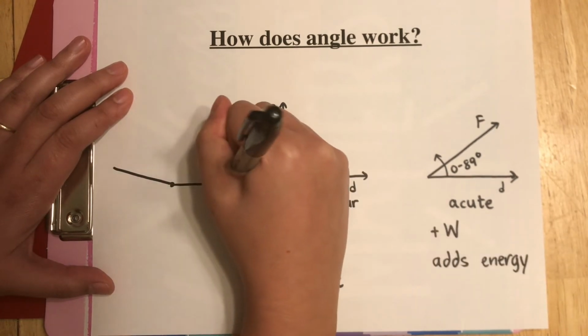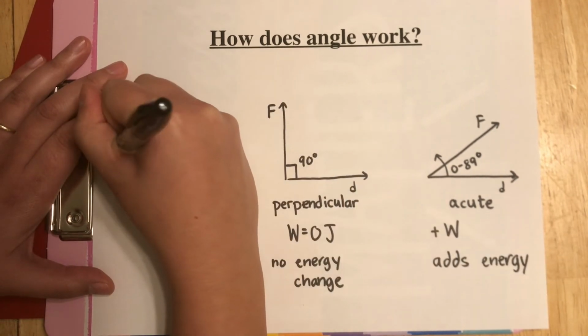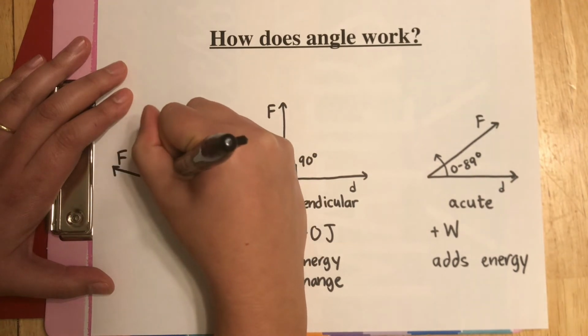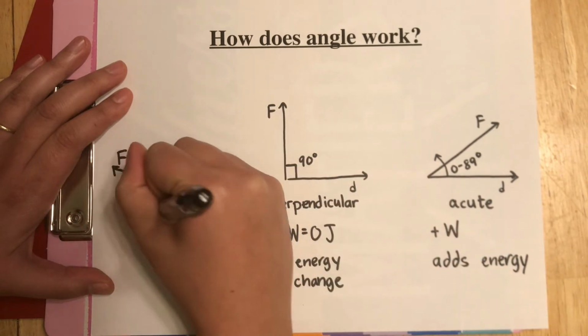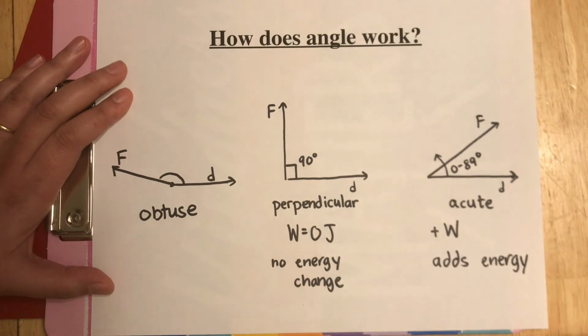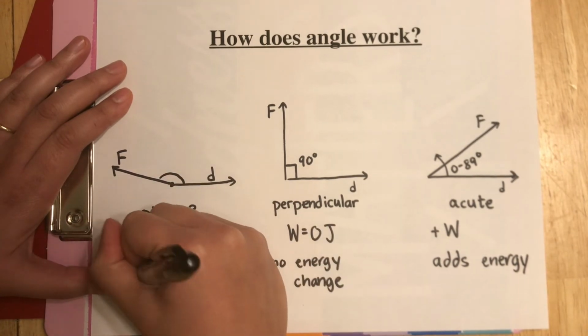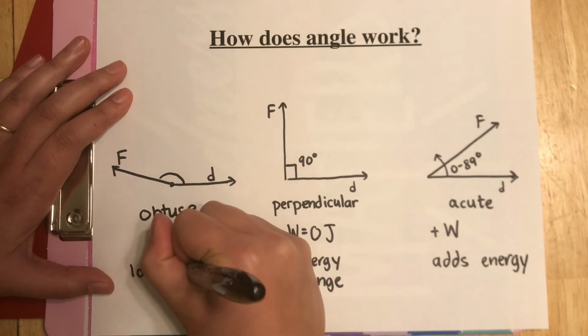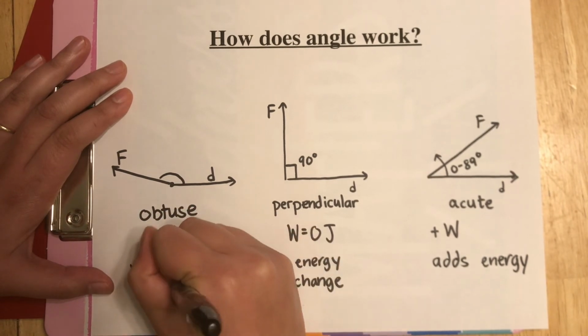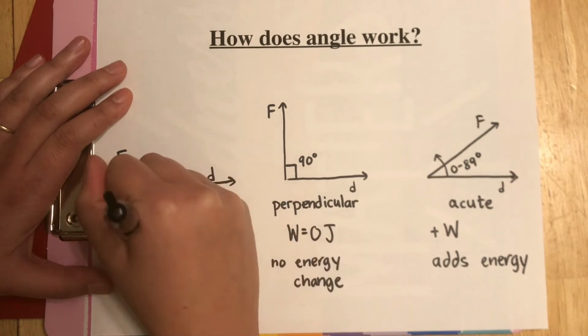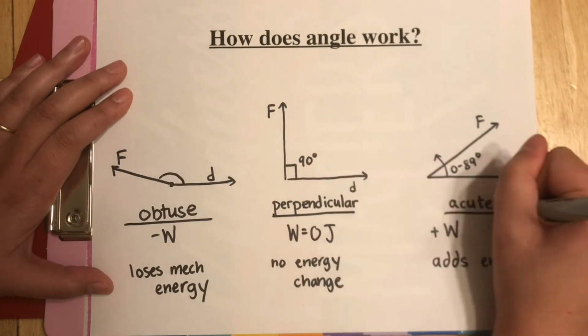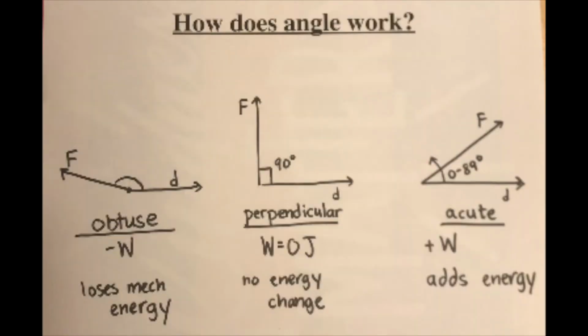Obtuse angles mean that the force is working in the opposite direction of motion. So imagine Tobey Maguire's Spider-Man trying to move the train to slow it down. He's applying a force in the opposite direction of motion. Obtuse angles or opposite directions lose energy because they do negative work.